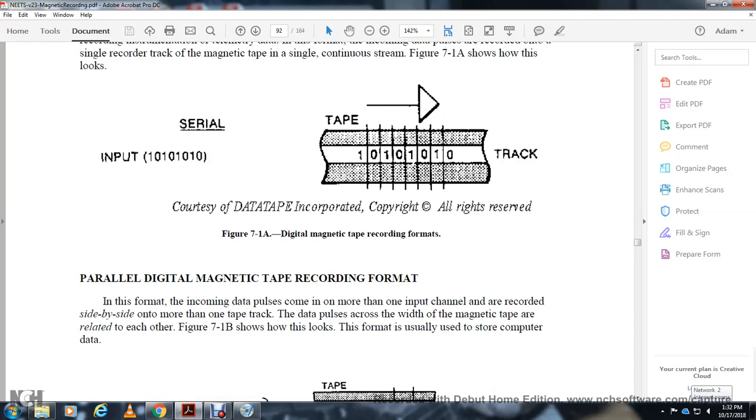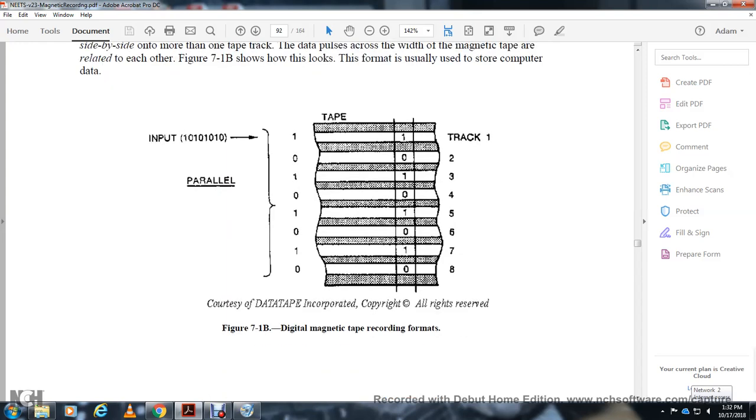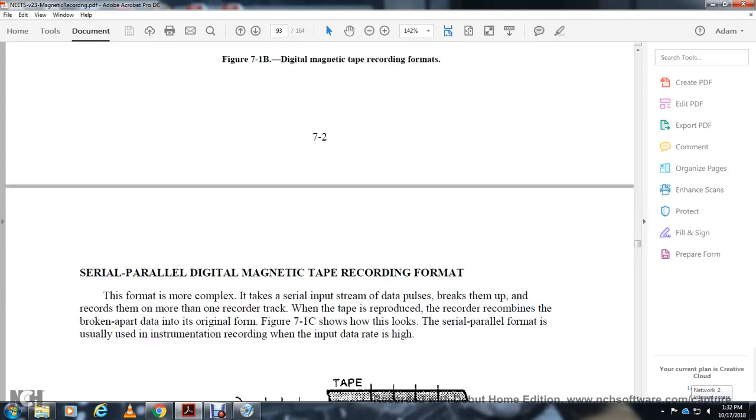Parallel digital magnetic tape format. In this format, the pulses are recorded side by side on more than one tape track, and the bits on the magnetic tape are related to each other. Figure 7-2 shows that this format is usually used for computer data, showing the tape and the tracks.